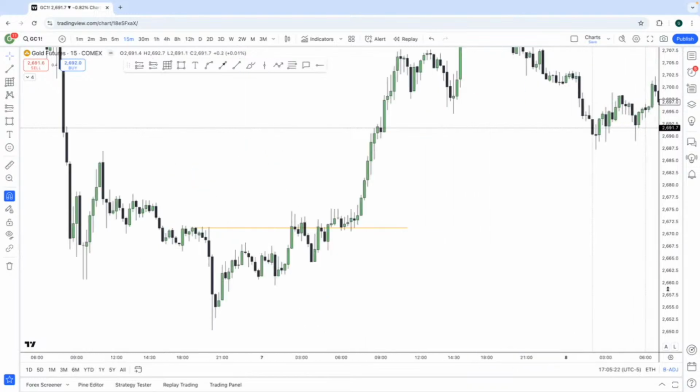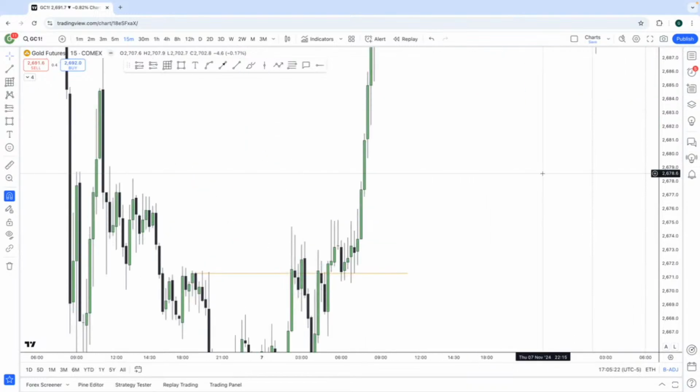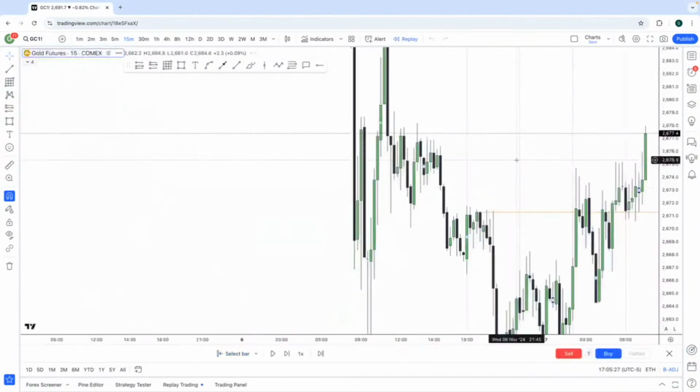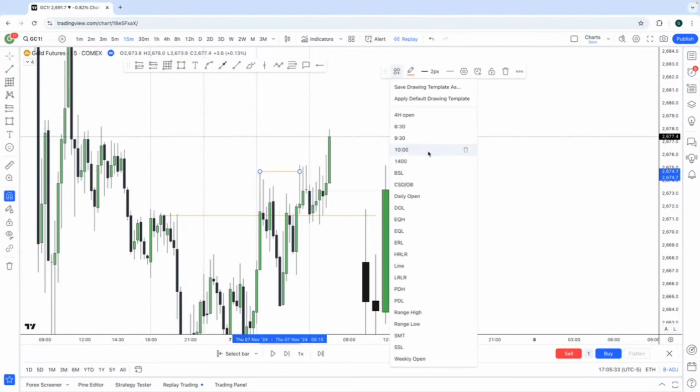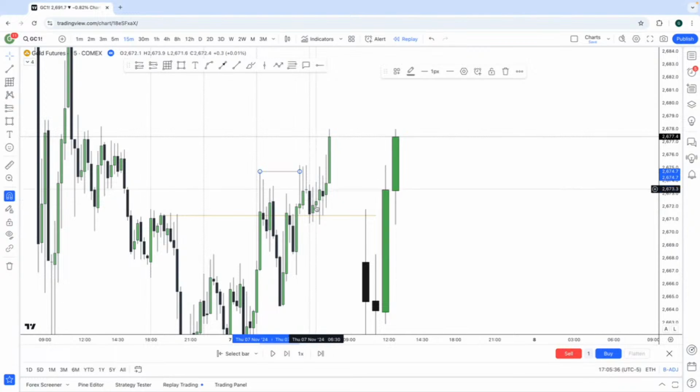I see a possible 15-minute model. So we have expansion into this high. What phase of price do we get? We get consolidation. We manipulate the low. So again, A and B. Have the hourly aligned with that CSD.